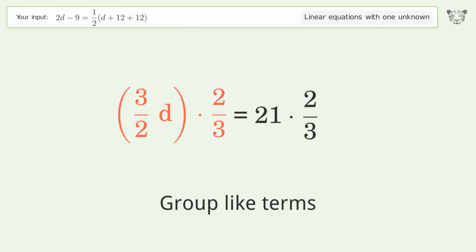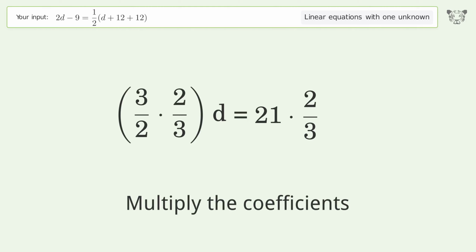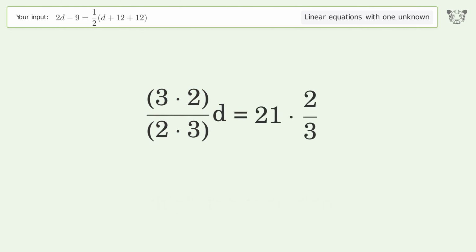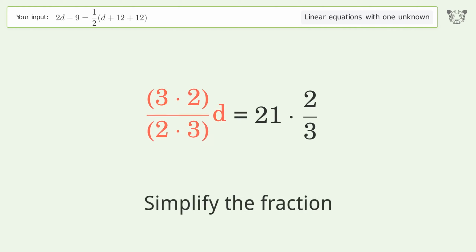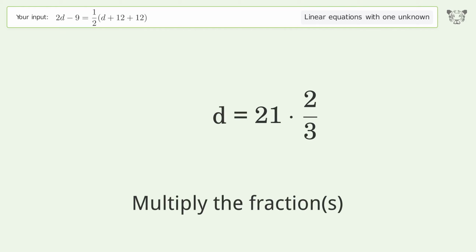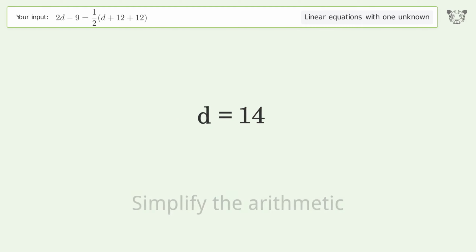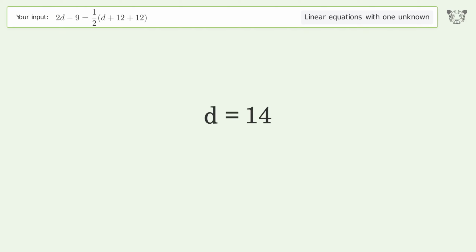Group like terms. Multiply the coefficients. Simplify the fraction. Multiply the fractions. Simplify the arithmetic. And so the final result is d equals 14.